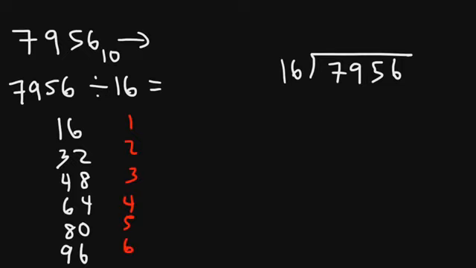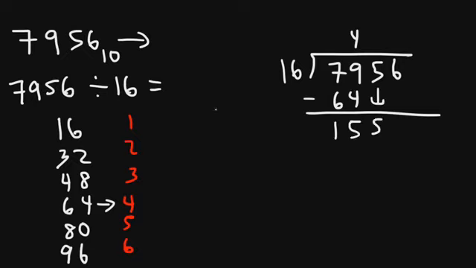So how many times does 16 go into 79? The highest number just under 79 is 64. So 16 goes into 79 4 times. 16 times 4 is 64. Now 79 minus 64 is 15. And so we need to bring down the 5.